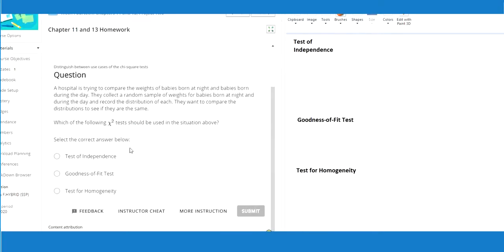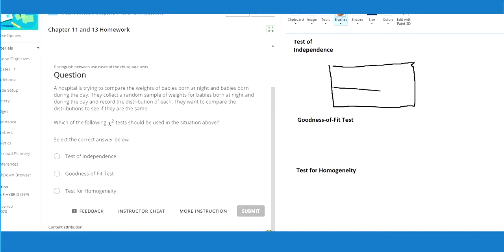Okay, for this question, we're supposed to pick from these three chi-square tests. Before we do that, just a quick idea of what each of these mean. The test of independence is when you're trying to compare two categorical variables and you want to see whether they are dependent on one another, whether they affect one another, or whether they're independent of one another. This is usually where you see a contingency table.